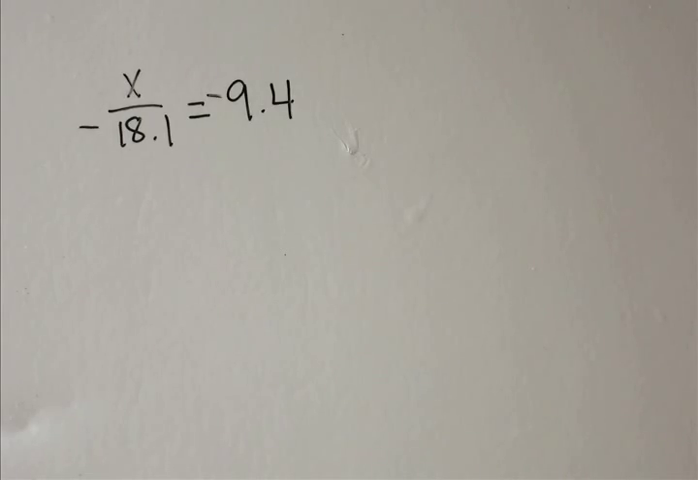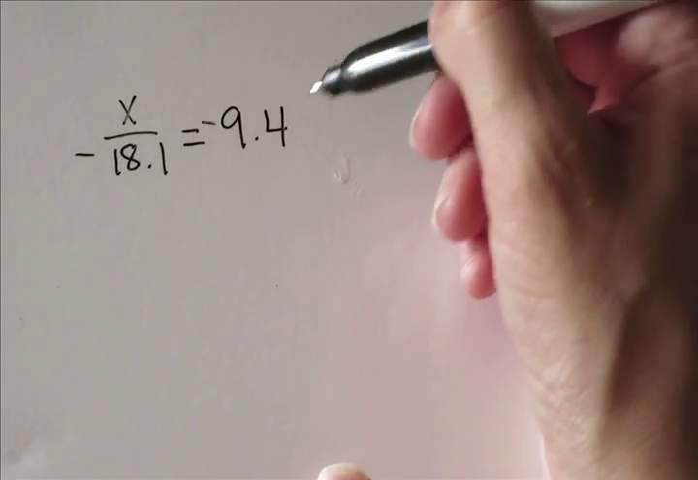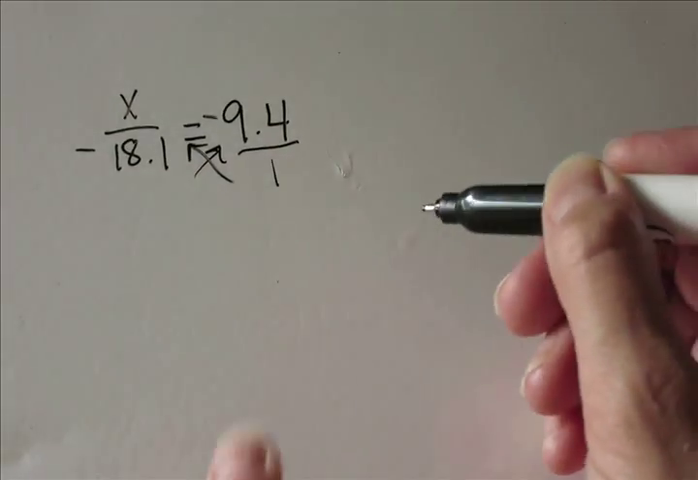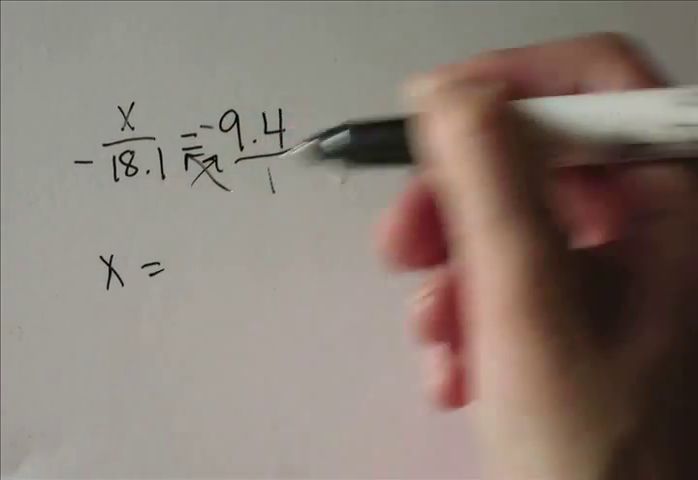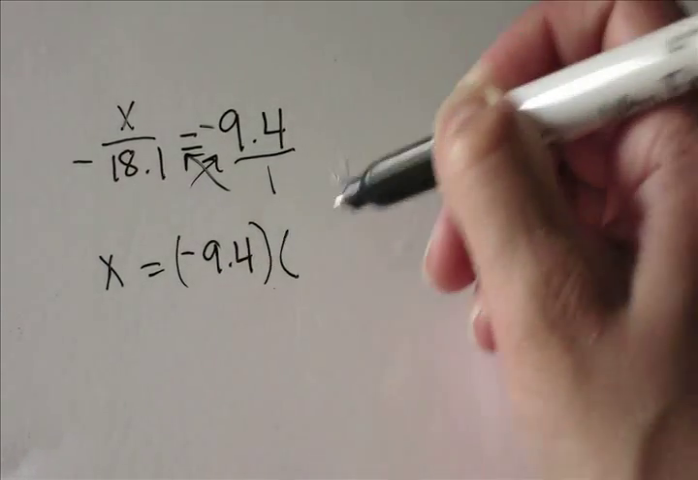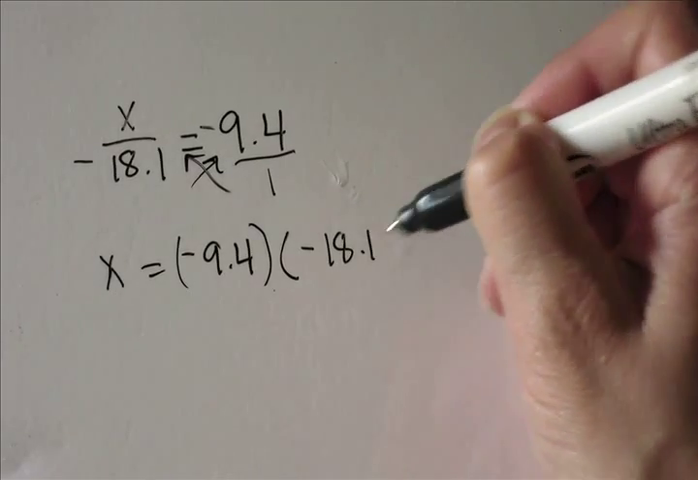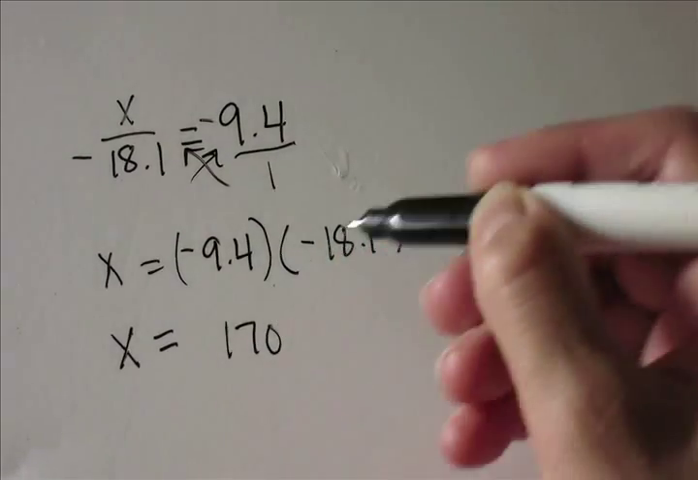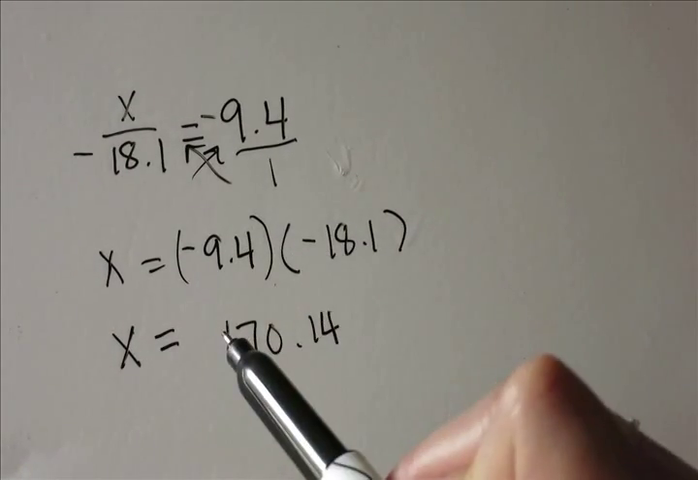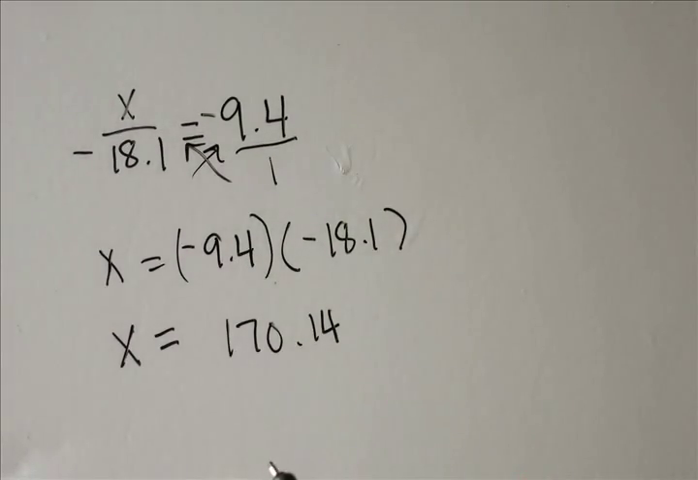Problem 21, x over negative 18.1 equals negative 9.4. You can solve this two different ways. The first way is to simply cross multiply. You'll have negative 9.4 over 1, giving you x equals negative 9.4 times negative 18.1, 170.14. Because you're multiplying two negatives, they cancel out and give you a positive answer.